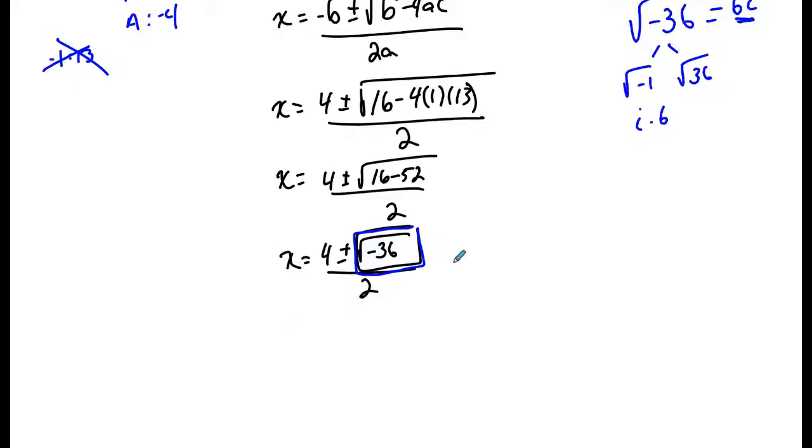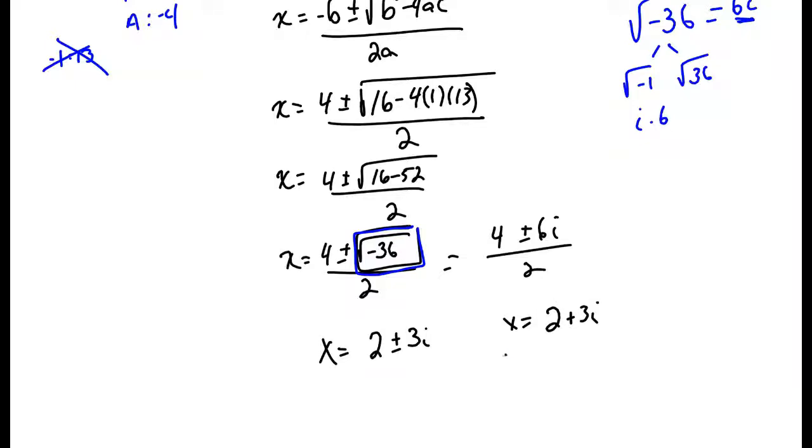So making that substitution, I have 4 plus or minus 6i over 2, which makes my solutions to this quadratic equation 2 plus or minus 3i. There are these complex numbers. 2 plus 3i is one solution, and the other solution is 2 minus 3i. Those are my solutions to this quadratic equation.